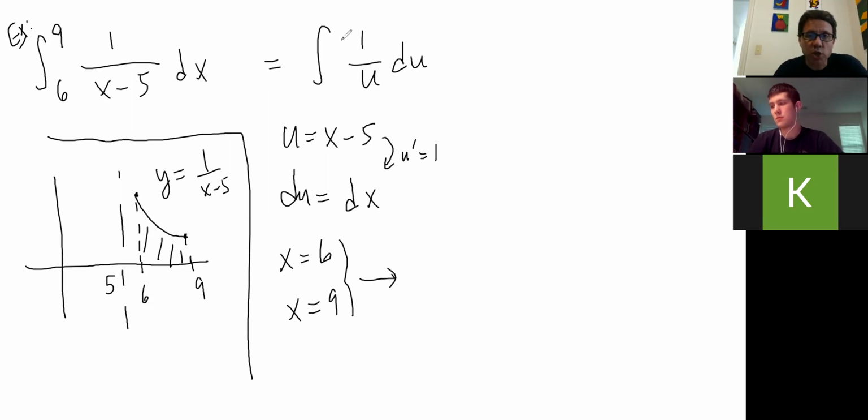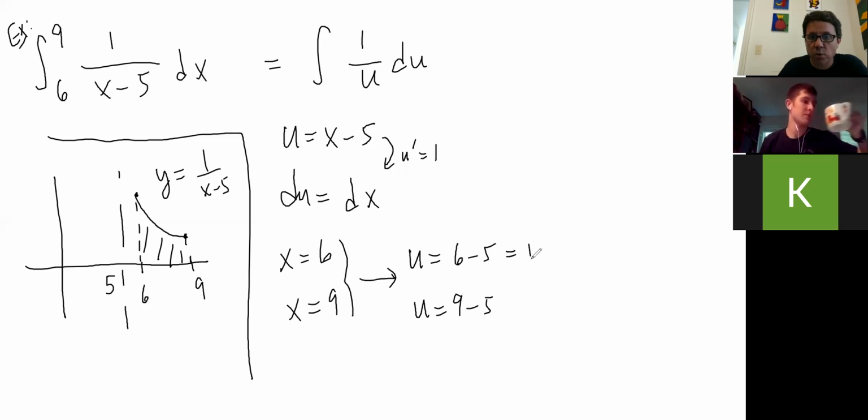So if I wanted to change them here, then I would have to convert x's into u's. And the main formula is right there, u equals x minus 5. So that says that u would have to be 6 minus 5 for the lower bound, and 9 minus 5 for the upper bound. So this would be 1, and this would be 4. And so if I wanted to replace it, I couldn't write 6 and 9 because those are x numbers. I'd have to write 1 and 4.